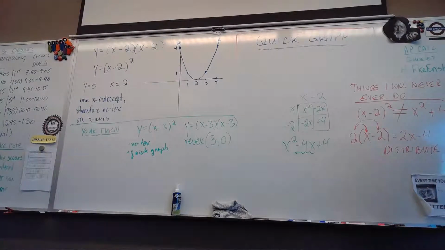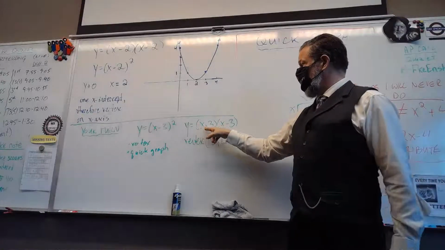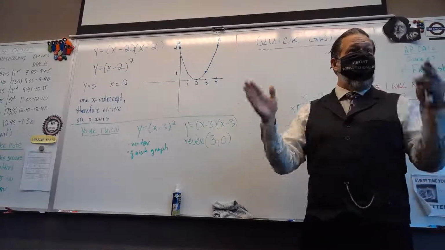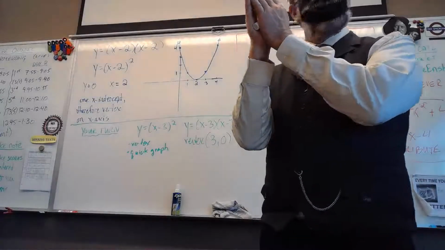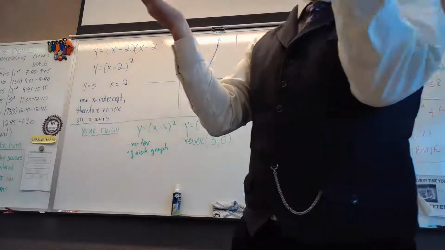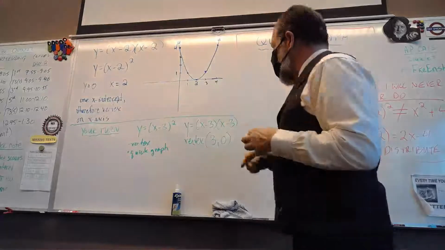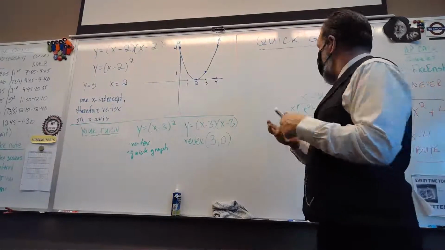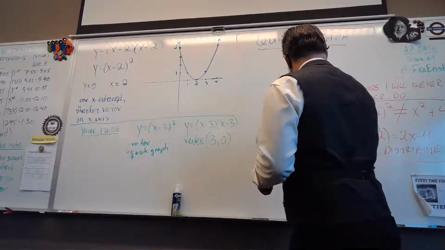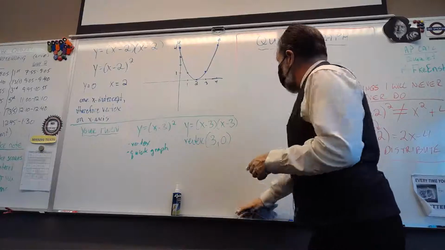Because it only has one x-intercept, we can't average the two numbers if there's only one number. Or another way to look at it would be to say, well, there are two of them. There's a 3 and then there's a 3. But if I average 3 and 3, what do I get? 3. So my vertex is at 3. Oh, cool. So let's draw a quick graph. Here we go.